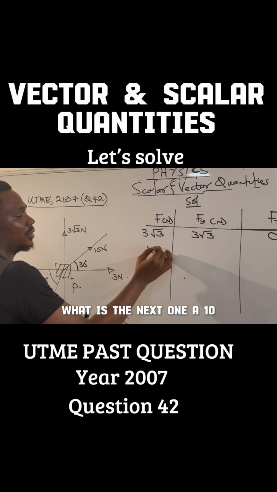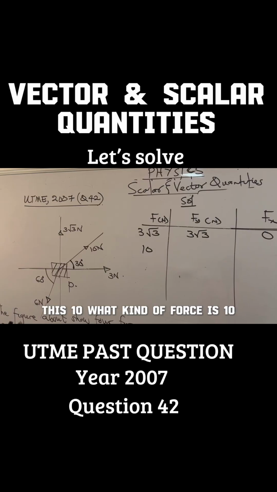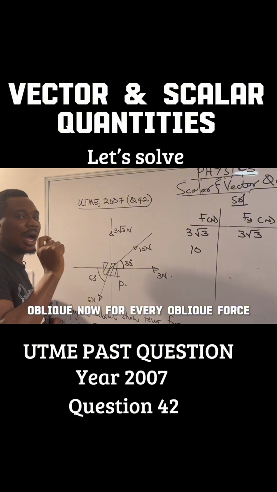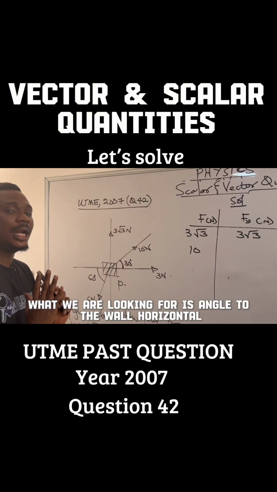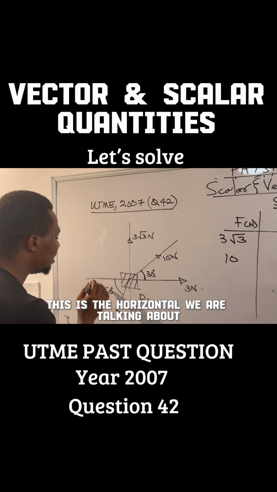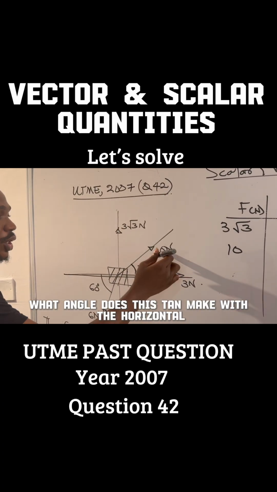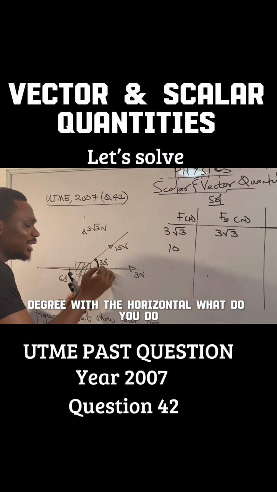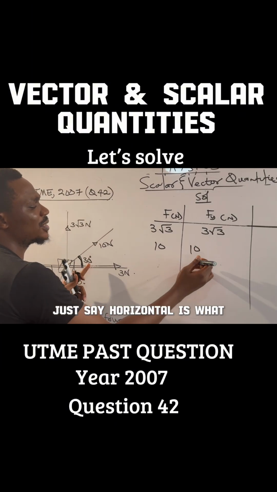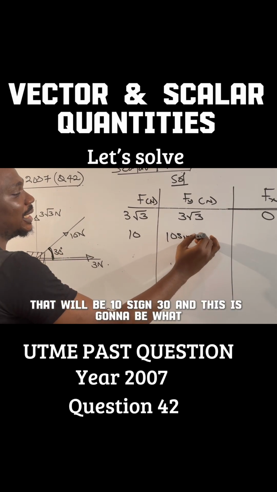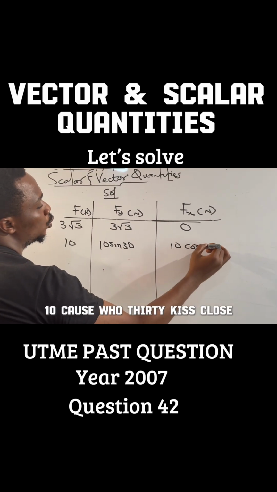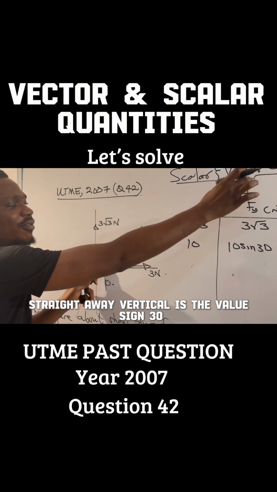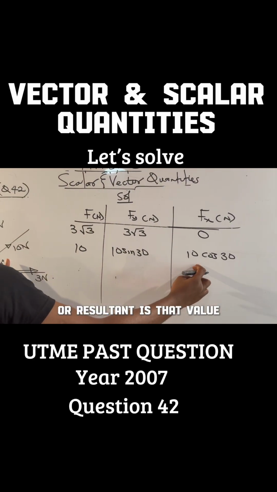What is the next one? 10. What kind of force is 10? Is it vertical, horizontal, or oblique? Without wasting time, this is oblique. Now, for every oblique force, remember what we are looking for is the angle to the horizontal. This is the horizontal we are talking about. What angle does this 10 make with the horizontal? 30. Don't stress it because it's an oblique force and it makes 30 degrees with the horizontal. Vertical is sine, that will be 10 sin 30, and horizontal is 10 cos 30. Case close. It is an oblique force, the angle is 30 degrees to the horizontal. Straight away, vertical is the value times sin 30, horizontal is the value times cos 30.